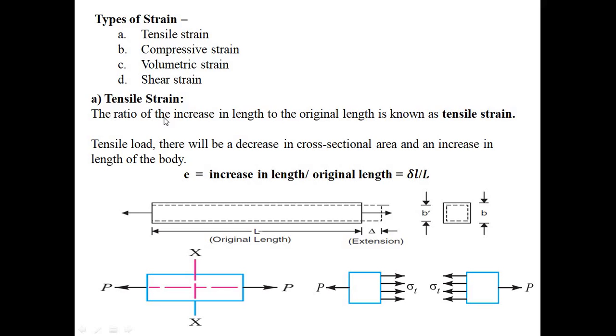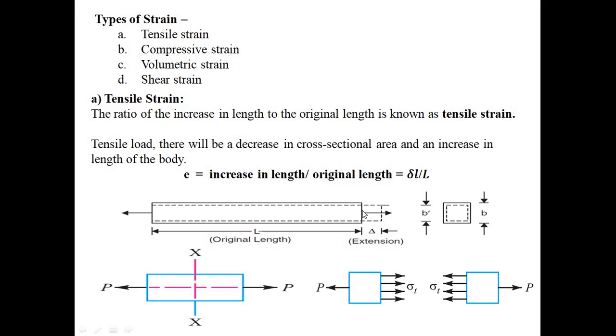The ratio of the increase in length to the original length is known as tensile strain. Here you can see a body to which a force P is applied in opposite directions. That is a pull. When the body is pulled in opposite directions, then tension will be developed in the section. In this upper image you can see the ratio of increase in length to the original length is known as tensile strain.